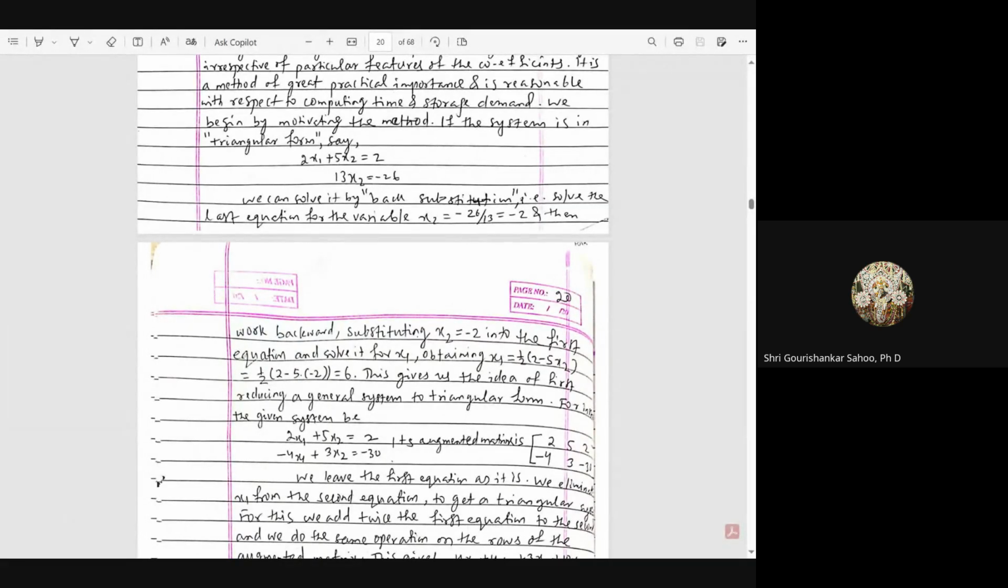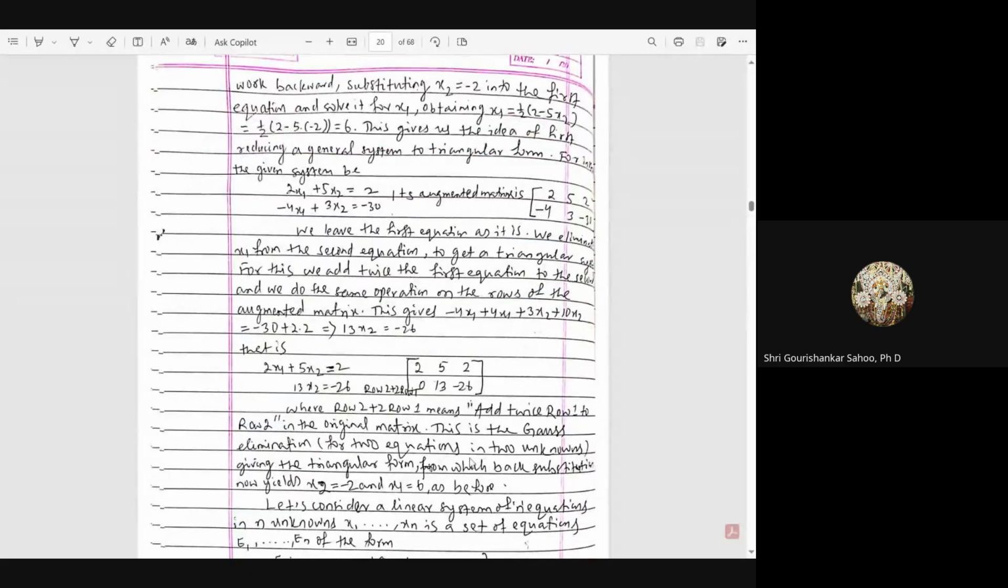The idea is first reducing the general system to triangular form and then solving it. Here, 2x1 + 5x2 = 2 and -4x1 + 3x2 = -30. It is not in a triangular form, so you have to make it triangular. After that, you can do the back substitution. So how to make it triangular? Let us take the augmented matrix, that is the coefficients of the unknowns and the right hand side values: 2, 5, 2; -4, 3, -30. This is not in triangular form, but we can make it so.